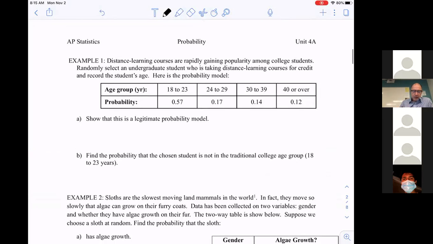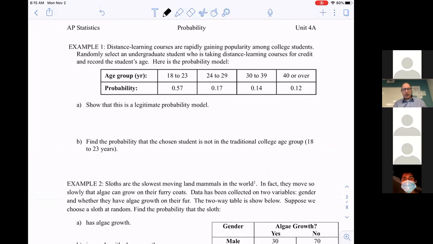Okay. So example one, distance learning courses are rapidly gaining popularity. It's kind of forced on some people this year, but that's the way it is. Among college students, randomly select an undergraduate who is taking a distance learning course for credit and record the student's age. Here is the probability model. Okay, so first of all, show that it is a legitimate probability model. So here's what we've got to do for legitimacy. We covered this on the front page of notes.